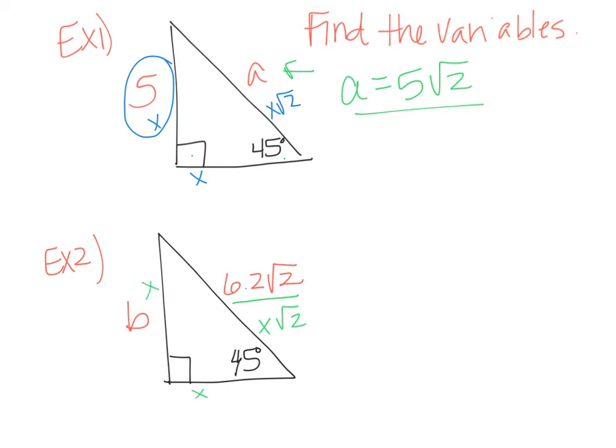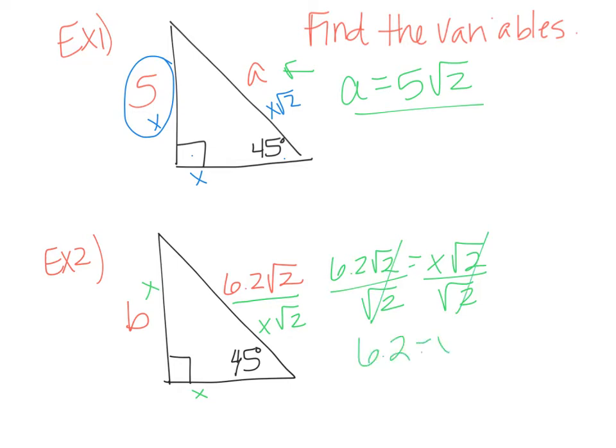Since the hypotenuse was 6 square root 2, then what I can do, and this will be helpful in the future, is set that equal to x square root 2. I can divide both sides by square root 2. Those cancel, so x is 6, and that is my length of b.